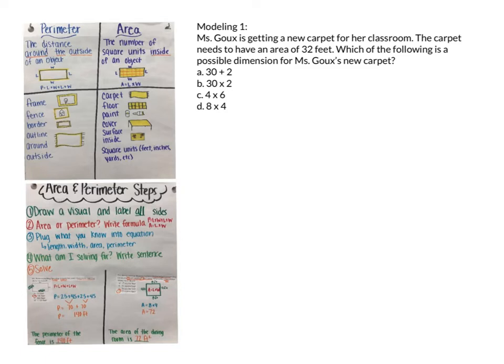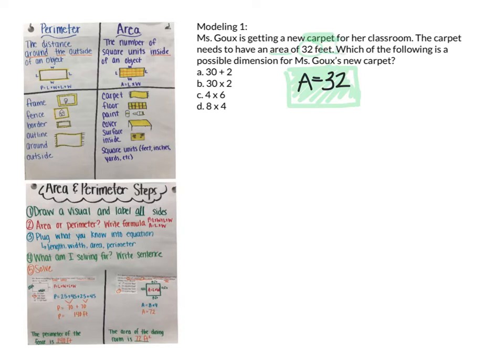Miss Gao is getting a new carpet for her classroom. So first thing I'm picturing is a room that needs carpet. When we're talking about carpet, we want the whole space covered with carpet. The next thing I know is the carpet needs to have an area of 32 feet. So this problem tells me that the area of the carpet equals 32 feet.